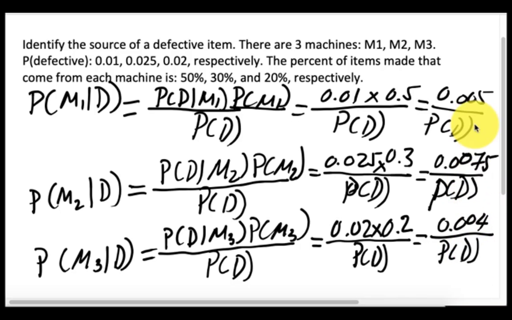Now, because these three fractions have the same denominator, we only need to compare the numerators. And because the second fraction has the greatest numerator, we can conclude that the probability of M2 given D is greater than the others. And it is likely that the second machine is the source of the defective item.